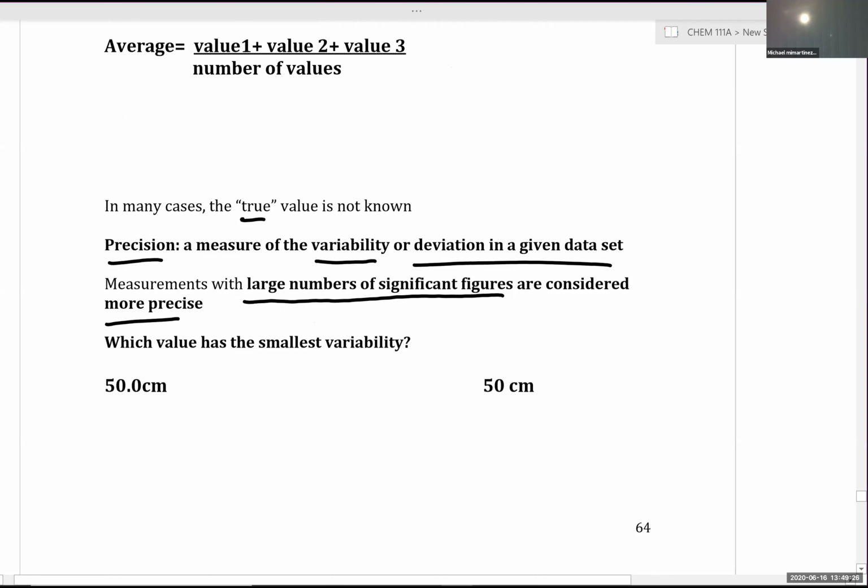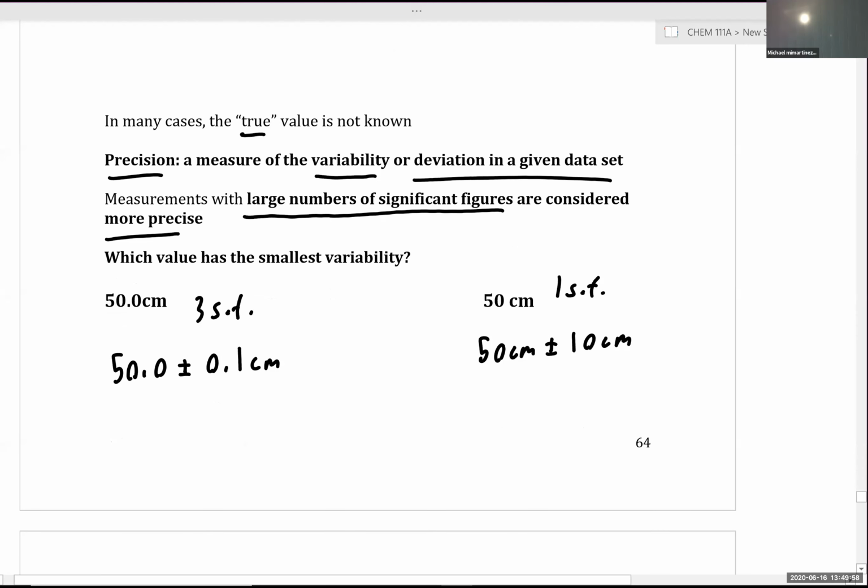So for example, if we look at 50.0, 50.0 is plus or minus 0.1 centimeters, and 50 centimeters is plus or minus 10 centimeters. So as we can clearly see, the number with more sig figs, so 3 sig figs in 50.0 versus 1 sig fig in 50, the number with more significant figures has a smaller relative variability in its measurements. And I'll get the error corrected in the Canvas key.